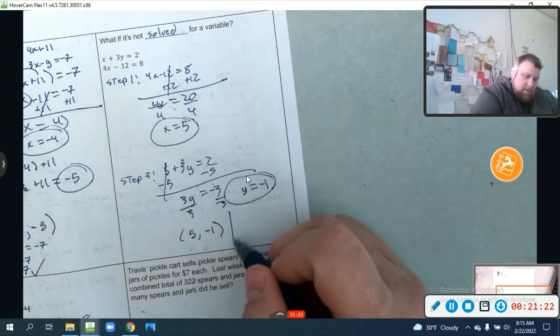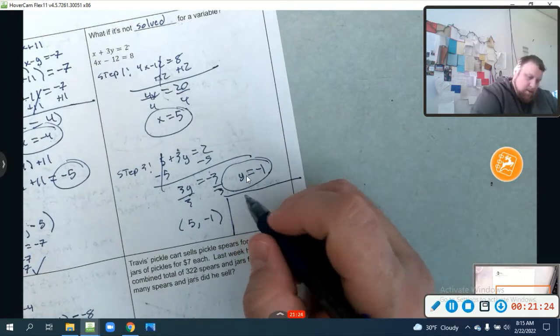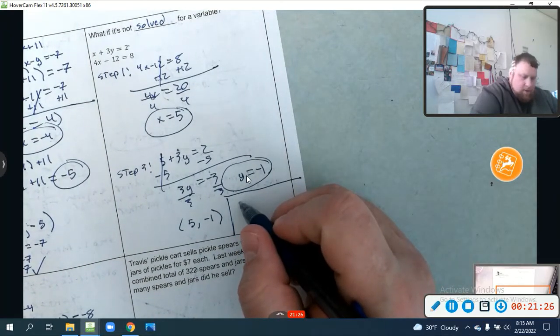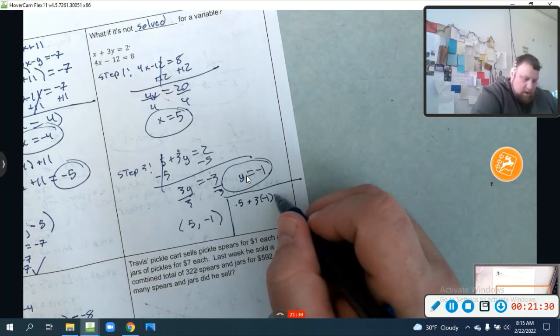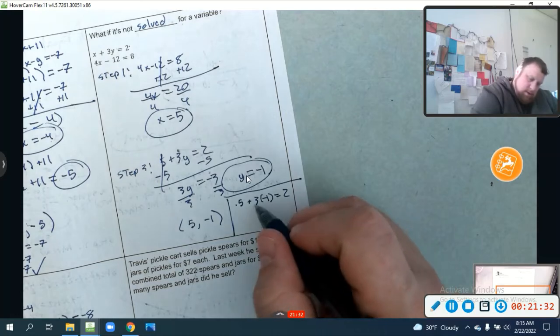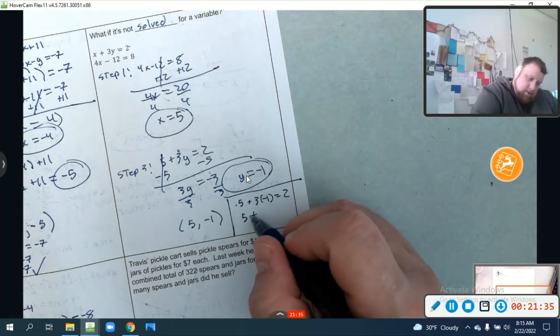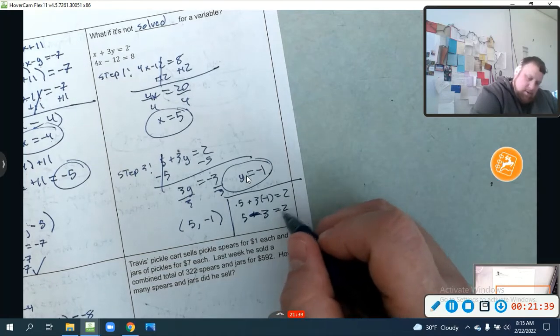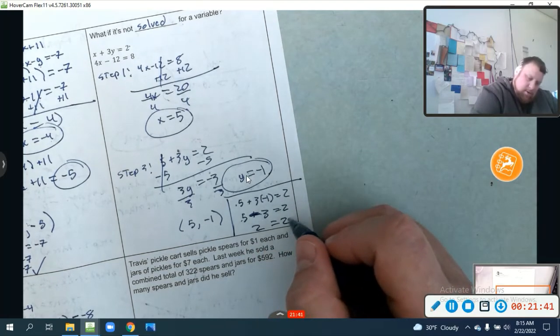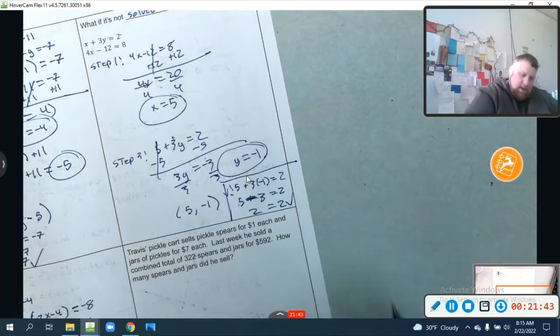Probably should have written that elsewhere, but I can do a little check right here. If I plug that into the top equation, I'm going to have 5 plus 3 times negative 1 equals 2. That's 5 minus 3, right? Because positive times negative is a minus. What's 5 minus 3? It's 2, equals 2. Check. This was our check. It's good.